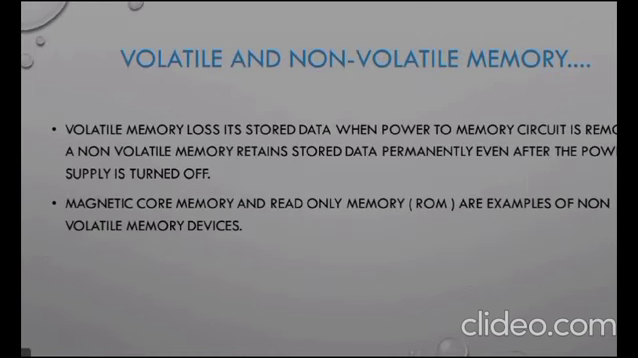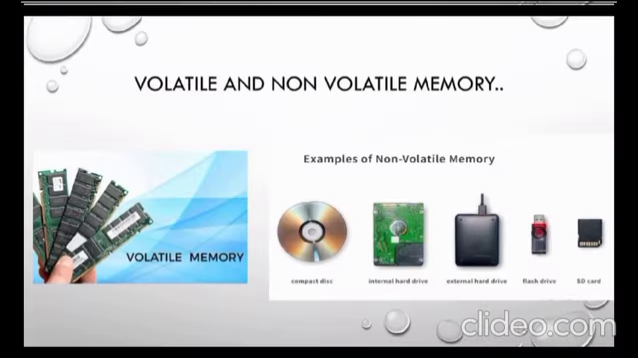Volatile and non-volatile memory. Volatile memory loses its stored data when power to the memory circuit is removed. Non-volatile memory retains stored data permanently even after the power supply is turned off. Examples for non-volatile: magnetic core memory, read-only memory. Examples of volatile is chip card, etc. The examples of non-volatile: CD, SD card, hard drive.